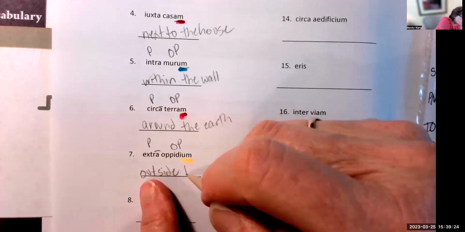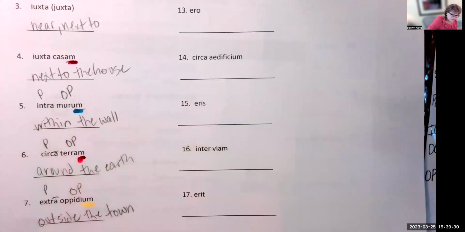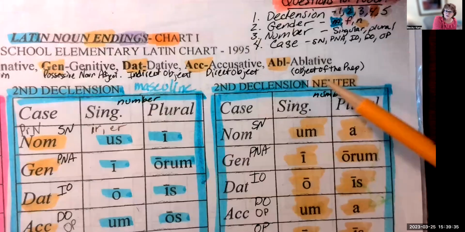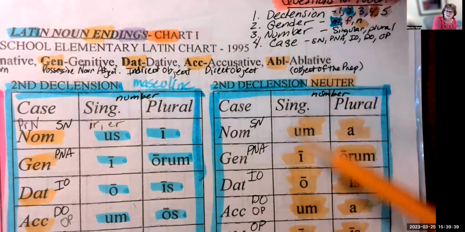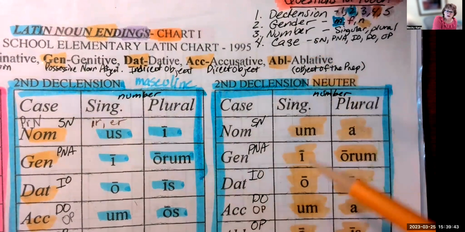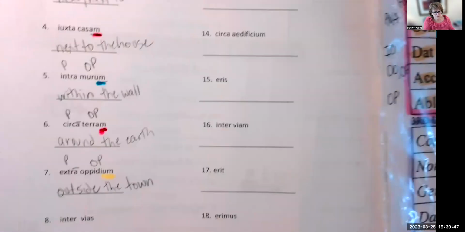Outside, and what does oppidum mean? Did you see it? Outside the town. Outside the town. So let's look at that. Town is second neuter. Its gender is neuter. Its number is singular. And its job is accusative or object of the preposition. That's what I wrote. All right, very good.